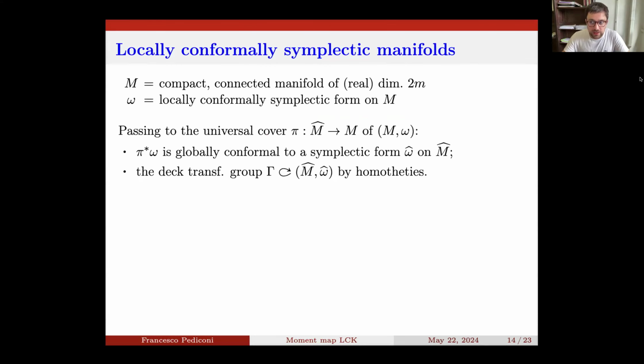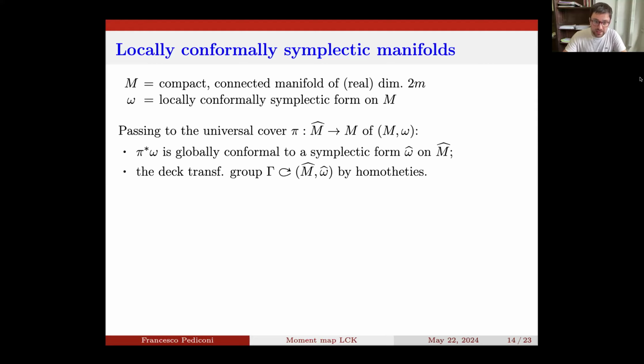Well, there's another link with the symplectic world. In fact, if you pass to the universal cover of your locally conformally symplectic manifold, then it turns out that the pullback form, pi star omega, on the universal cover is going to be globally conformal. Of course, the universal cover is simply connected, so it is going to be globally conformal to a symplectic form omega hat defined on the total space of the universal cover, M hat.